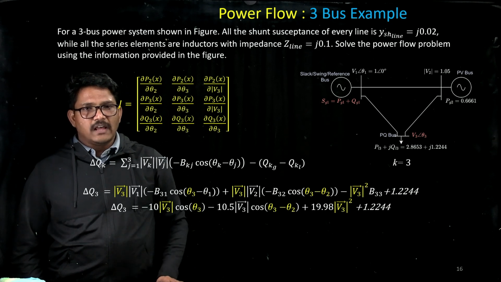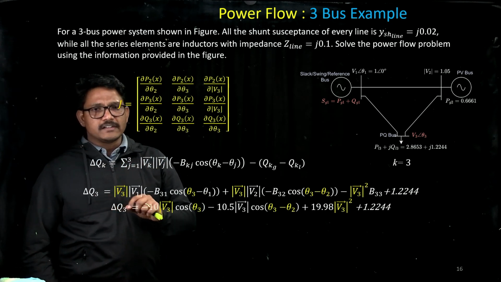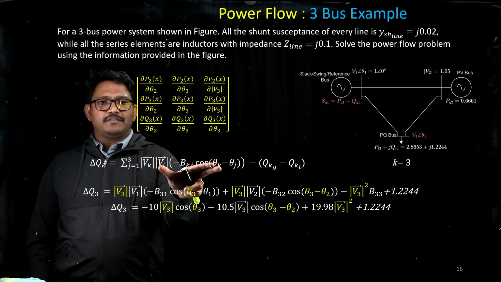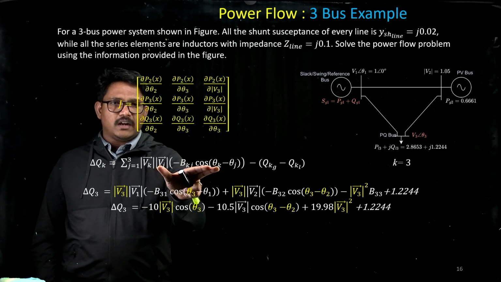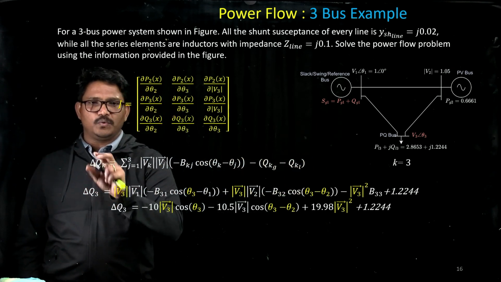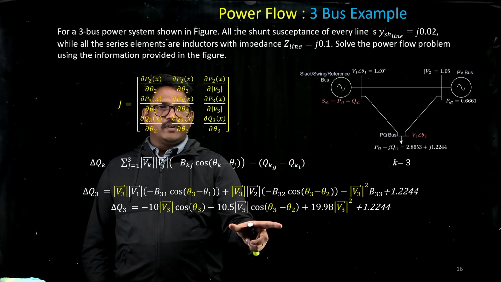Similarly, we also have an expression for the reactive power injection difference, that is delta Qk. This is what is the Qk, and this is the actual value of Qk, and the difference is delta Qk. And now again, Q3 is what we are calculating here.